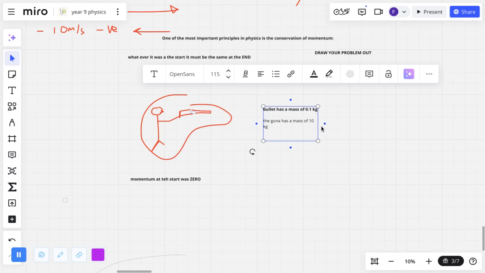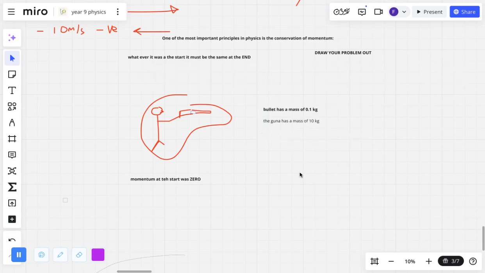All right. So what happens here? What's going on? Before he pulls the trigger, the bullet is not moving. Its velocity is 0. So at the start, momentum is 0 because the velocity of everything is 0. And I don't care what the mass is. Anything times 0 is 0. So the velocity is 0. The momentum is 0.